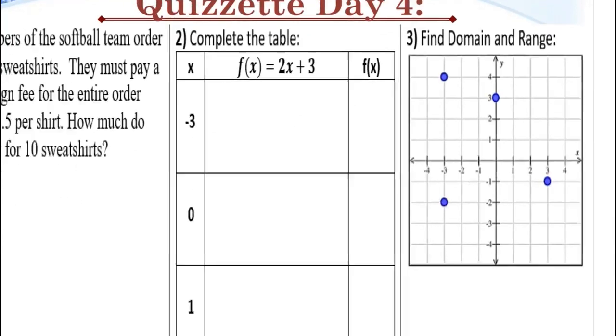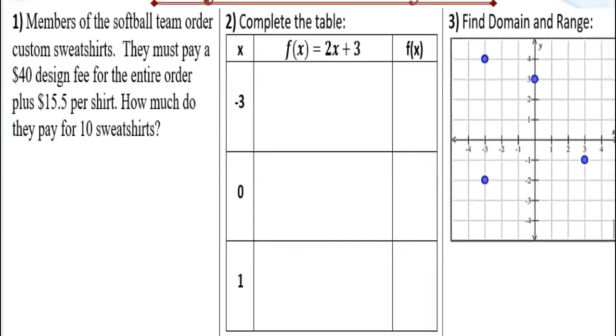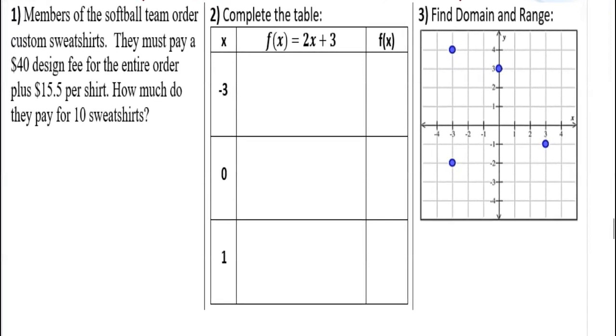Alright, Quizlet 4. Members of the softball team order custom sweatshirts. They must pay a $40 design fee for the entire order plus $15.50 per shirt. How much do they pay for 10 sweatshirts?